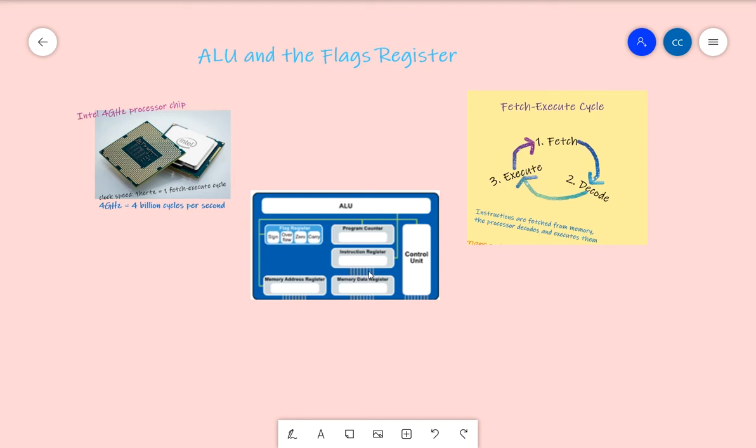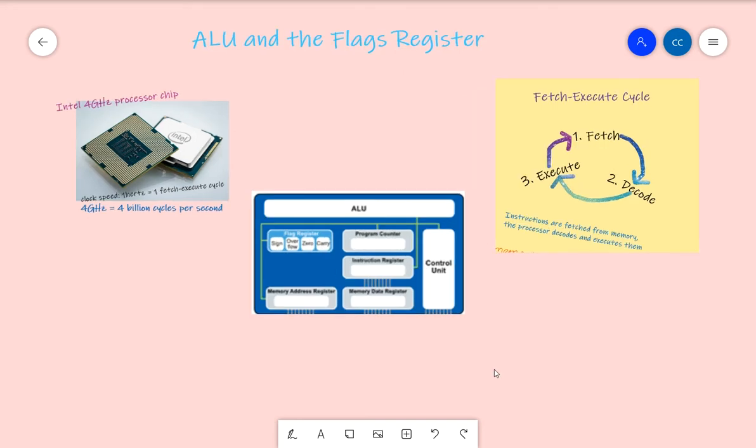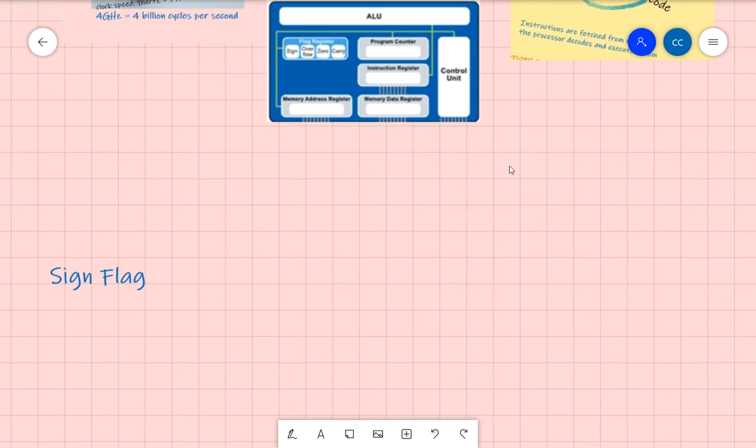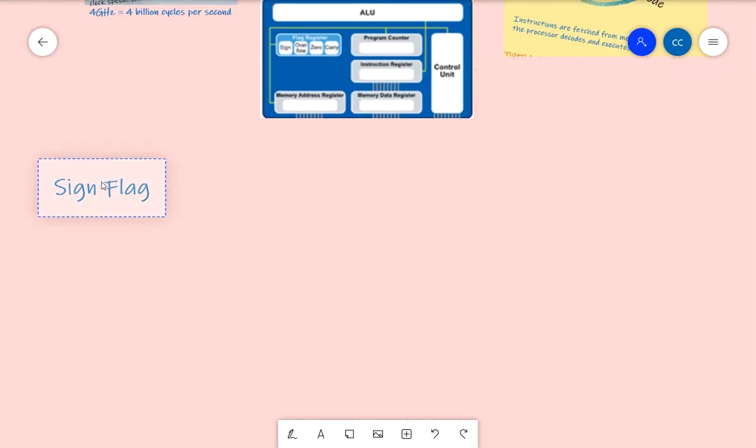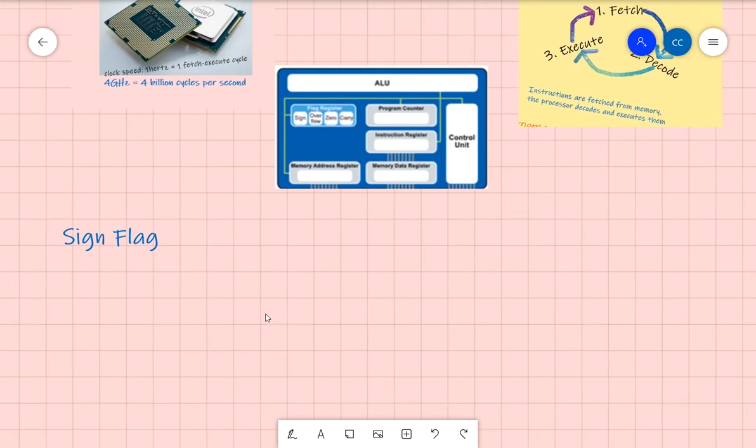Flags can be categorized as status, control, and system flags. We're going to learn about 4 of the status flags contained in the flags register: the sign flag, the overflow flag, the zero flag, and the carry flag. Right, let's have a look at the sign flag first of all. Let's move that up there so that we can still see the picture.